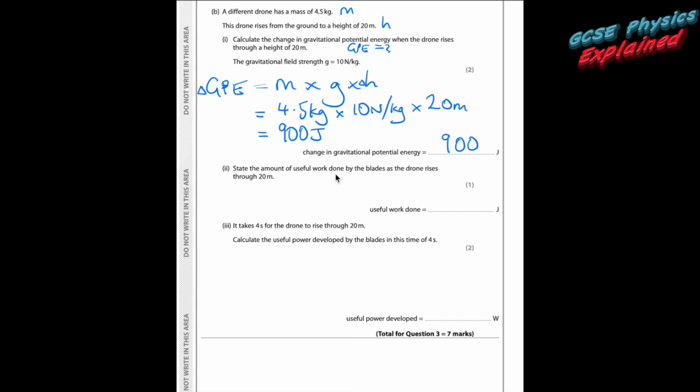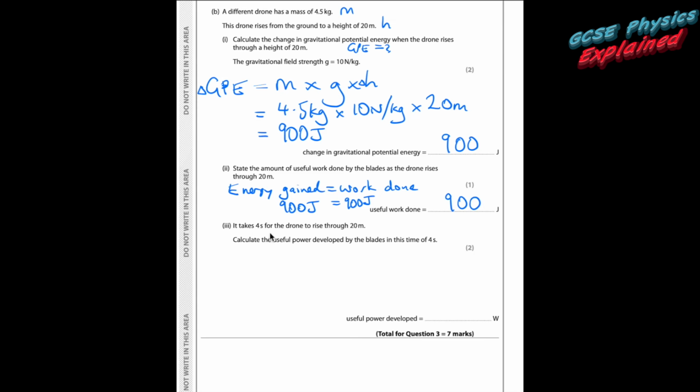Part 2. State the amount of useful work by the blades as the drone rises through 20 metres. So the energy gained will be the work done. So that's basically 900 joules. Now you'll notice it's only worth 1 mark and there's hardly any room here. So the chances are you weren't going to need to do a calculation. So there's a top tip for what to look out for.